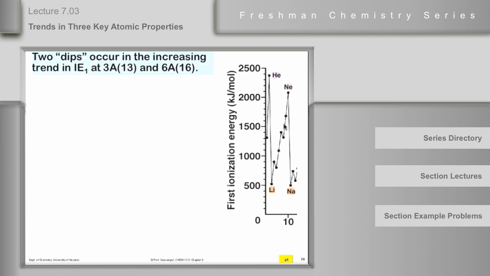Now, I've plotted this in a different way over here. This is the first ionization energy versus Z. And what I'd like to point out to you is that there are two dips that occur, and I want to explain why they occur.